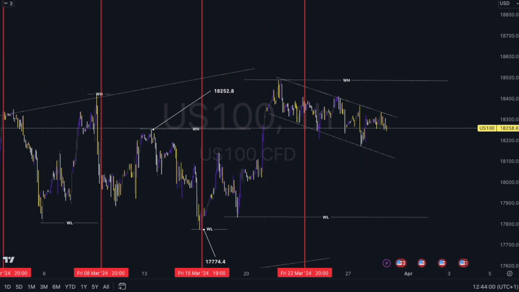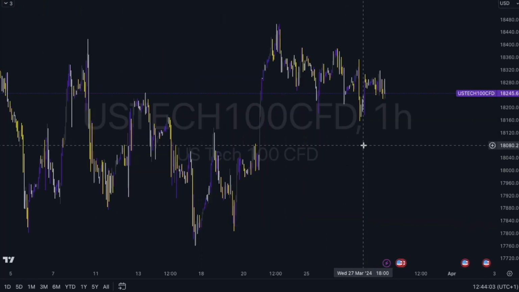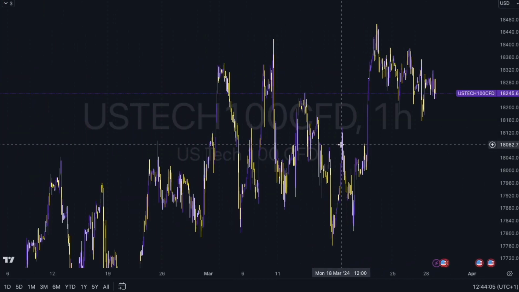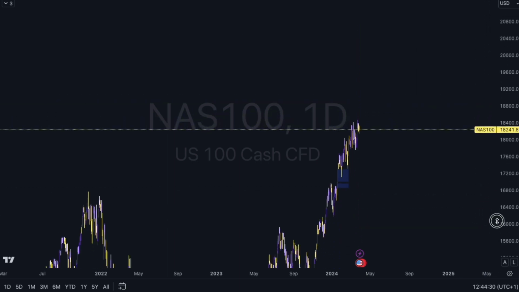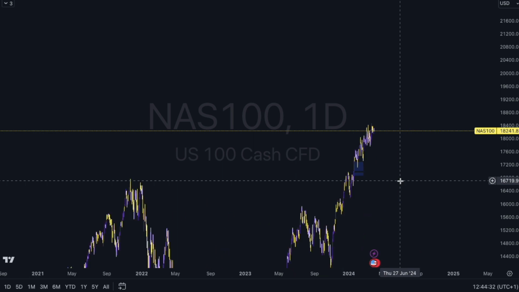So let me just have a quick look. Let me bring on another nice chart that I haven't done anything on. Okay, much better.